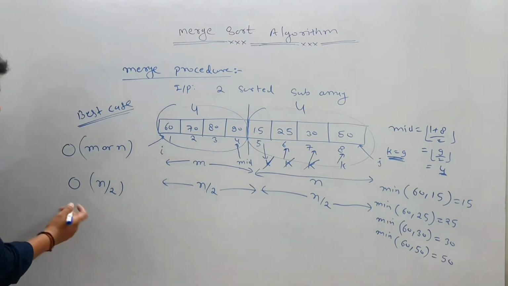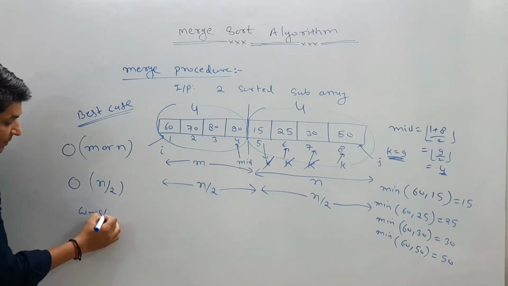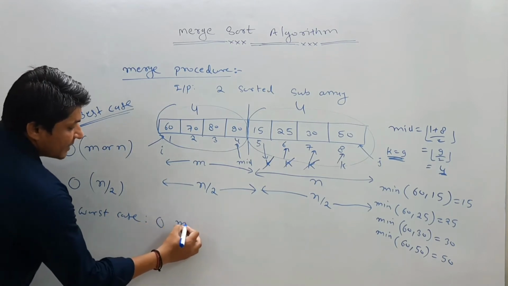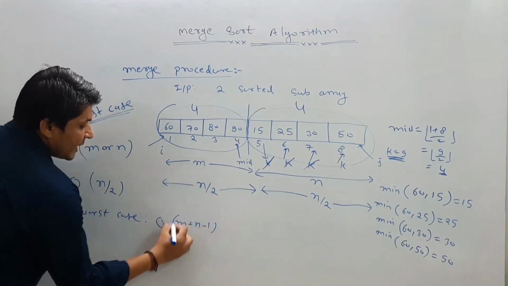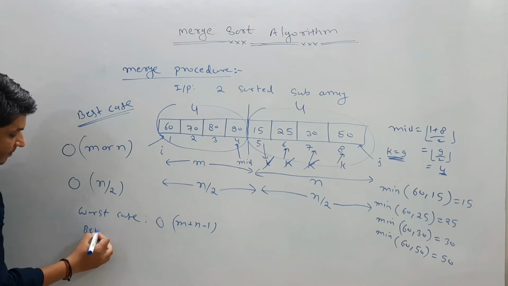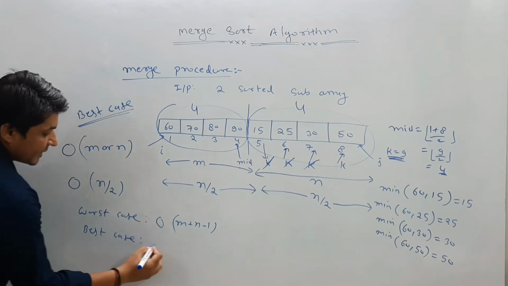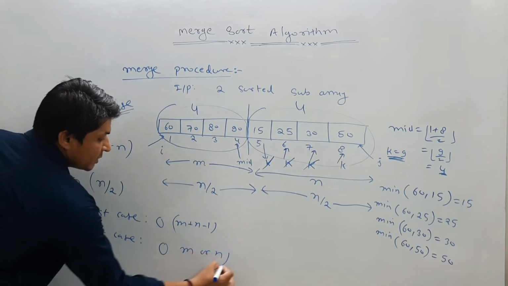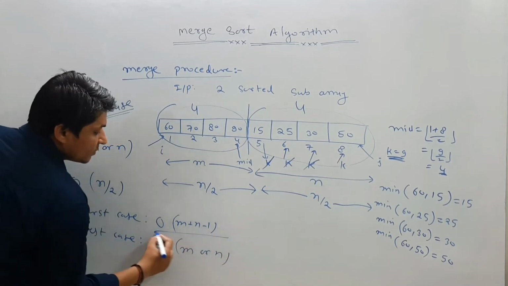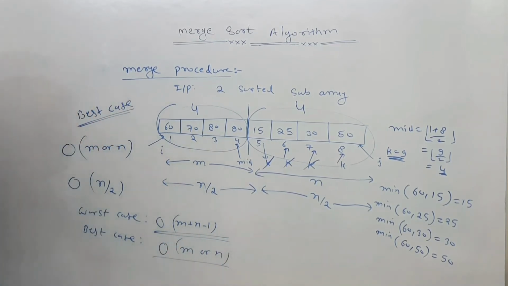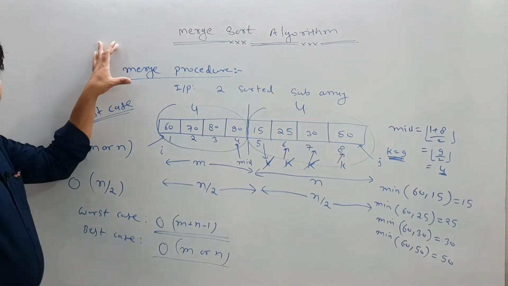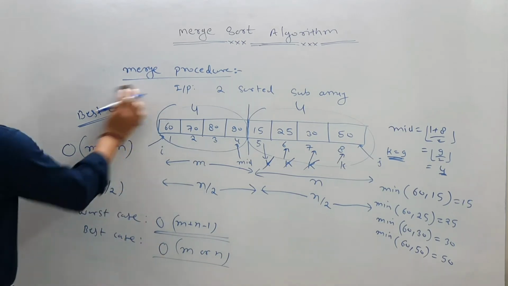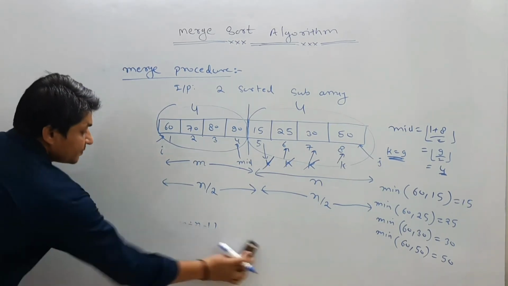Now, this is about the merge procedure in the best case. And in the worst case it takes how many comparisons? In the worst case it takes order of m plus n minus 1, and in the best case it takes order of either m or n. So this is the number of comparisons. So let us write the merge procedure. Whatever we are doing, we will write in the form of a merge procedure. So let me write the algorithm.